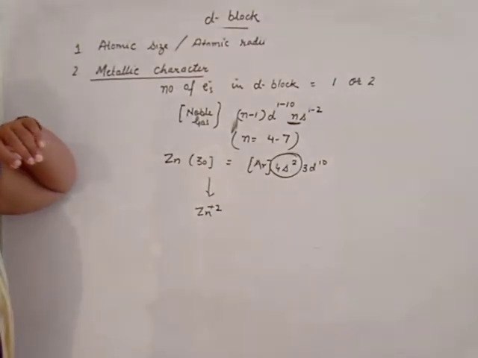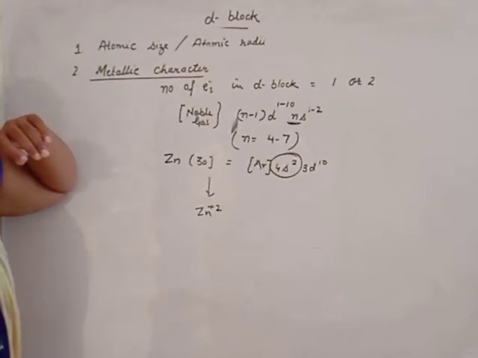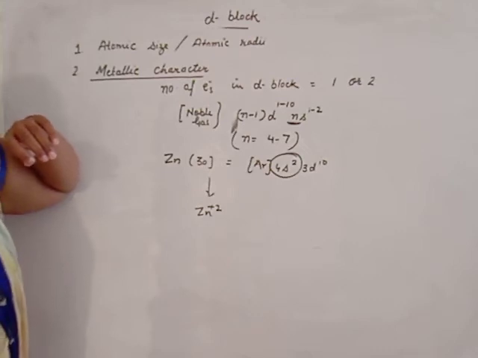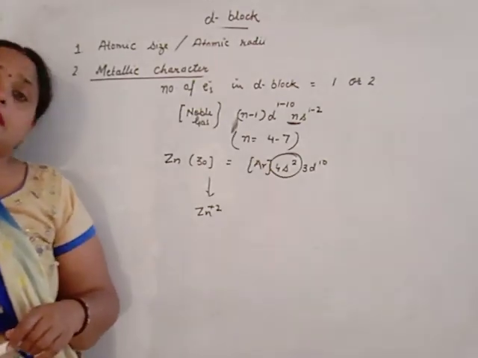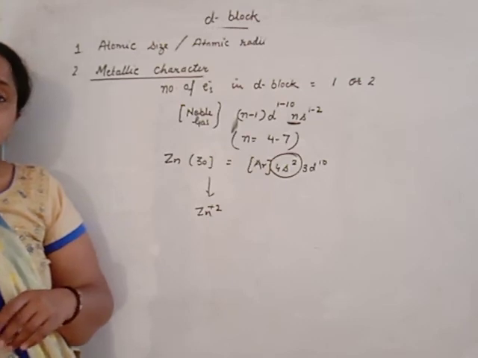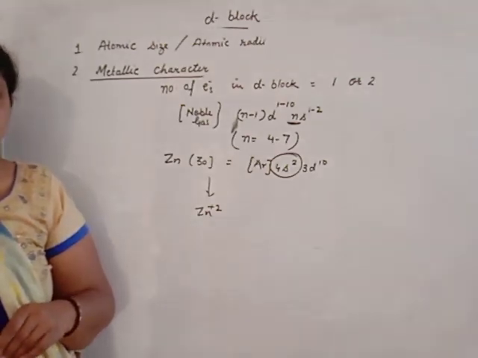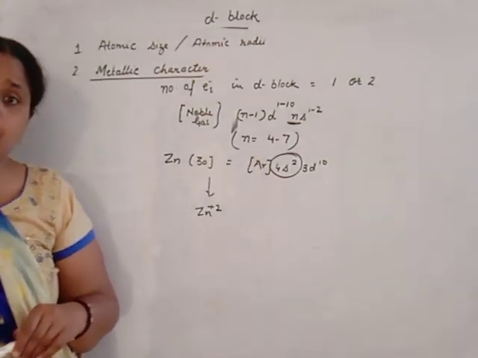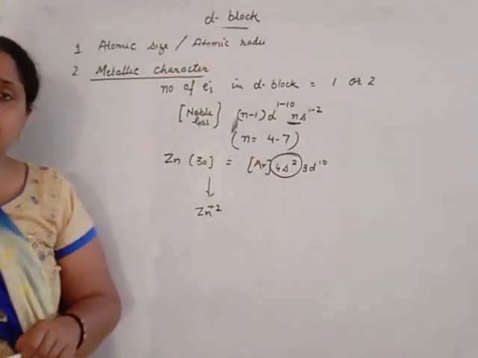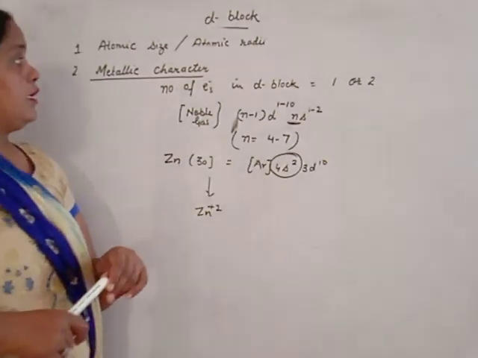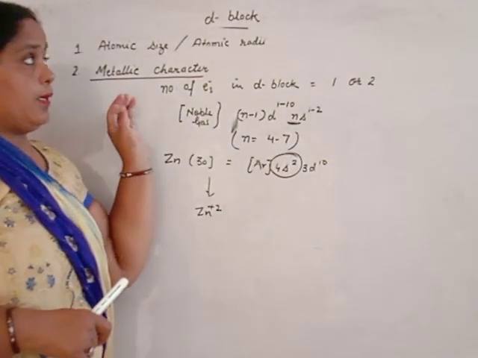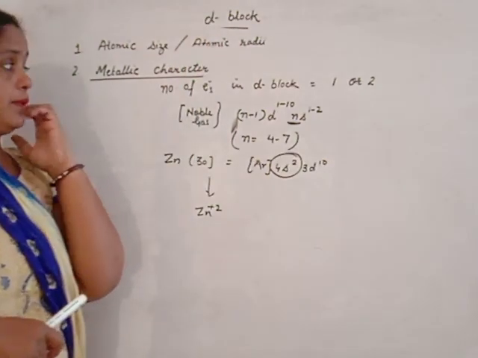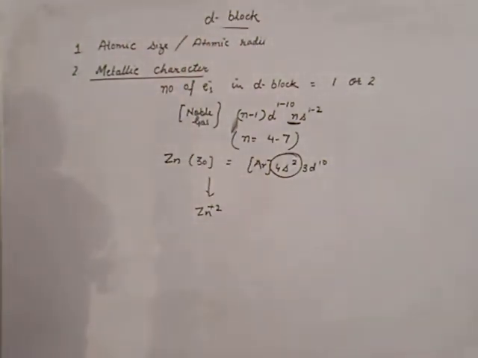All d block elements show all the characters of metal. They are lustrous, they are malleable, they are ductile, they are hard, they are good conductors of heat and electricity. Then they have high melting and boiling points. Their ionization energy is low, their electronegativity is very low, etc. All the properties of metals are shown by d block elements, either they are transition or non-transition.